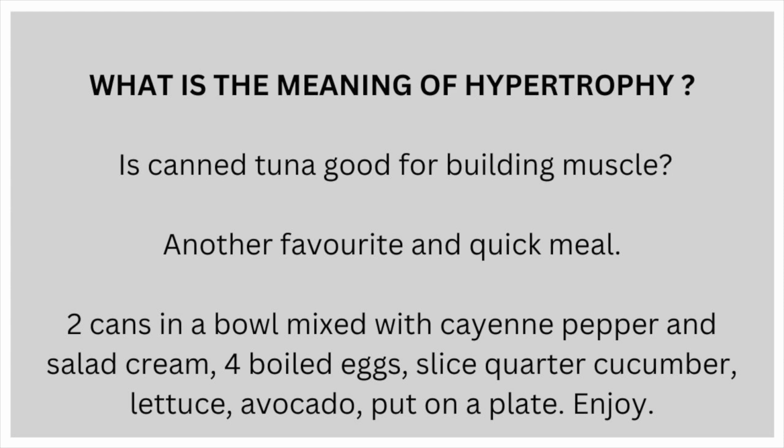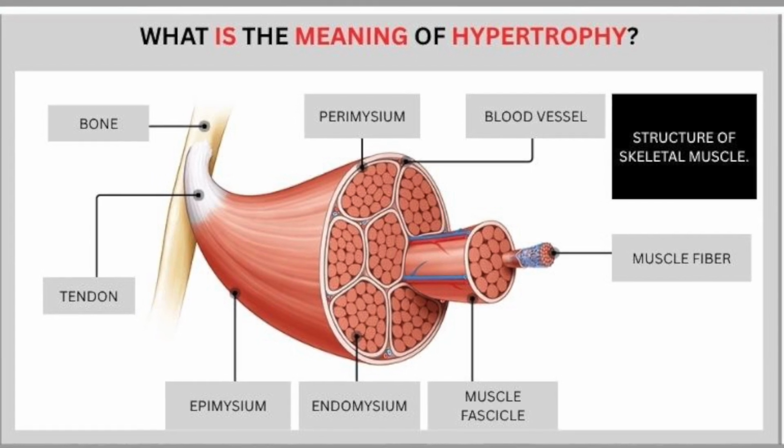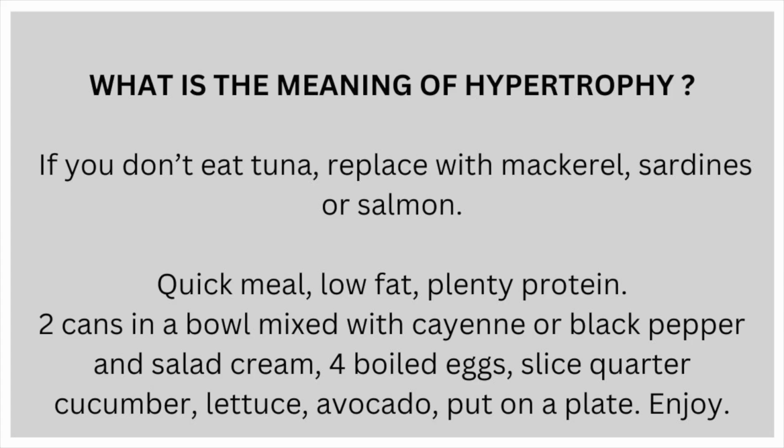Slice a quarter cucumber and some lettuce, put aside. Chop up some avocado, put on a plate, separate portions, sweet. So again, if you don't eat tuna, replace the tuna with mackerel, sardines or salmon. It's a quick meal, low fat, plenty of protein.